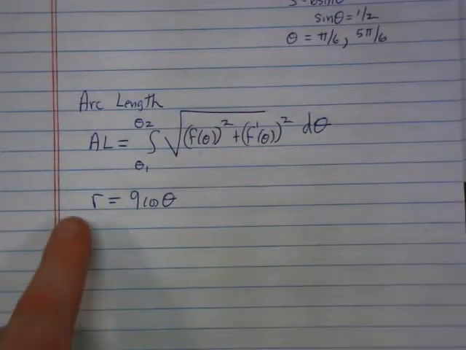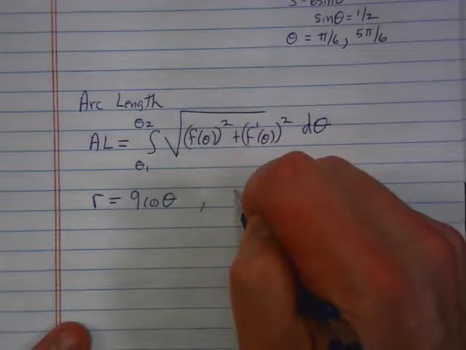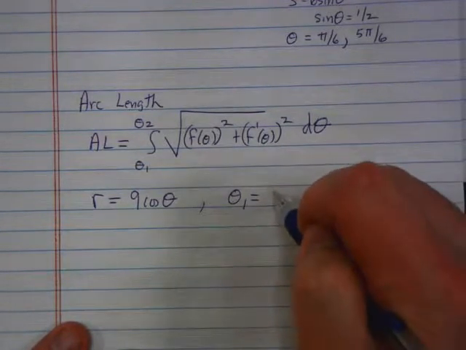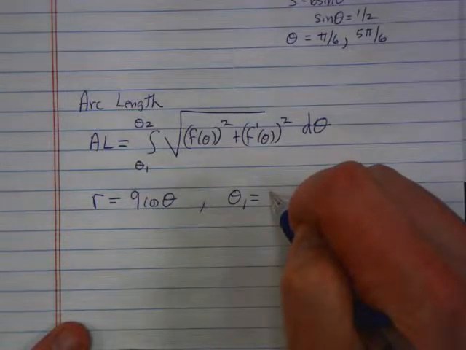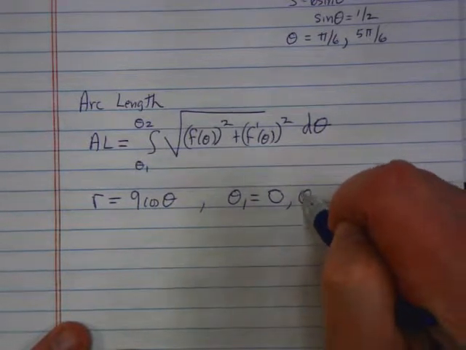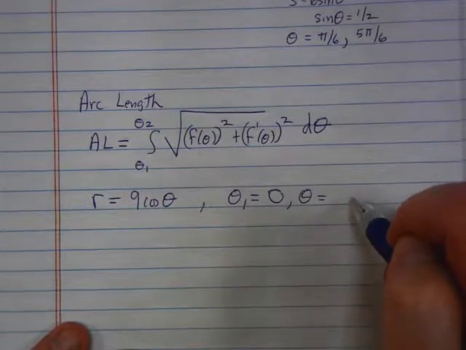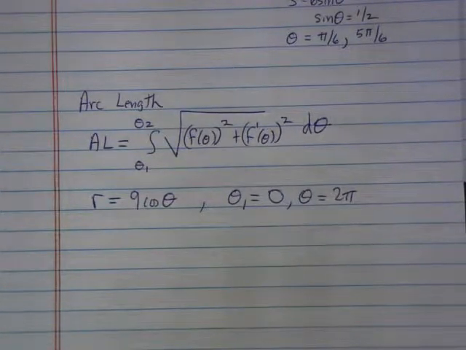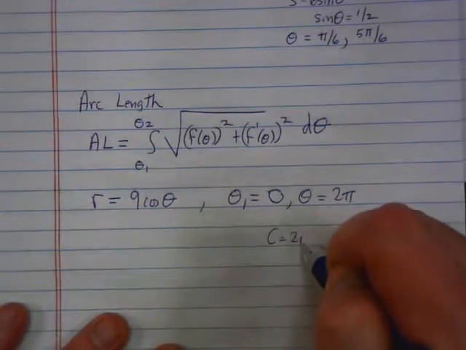All right, so if we had r equals 9 cosine theta, what values do we want to use for theta? Theta is going to go from 0. Where do you want to end? 2 pi. Why do I want to go from 0 to 2 pi? That's all the way around the circle. I should know what the arc length is. What's the arc length all the way around the circle? Circumference. So we should get circumference is 2 pi r.